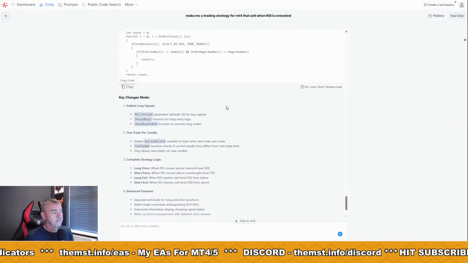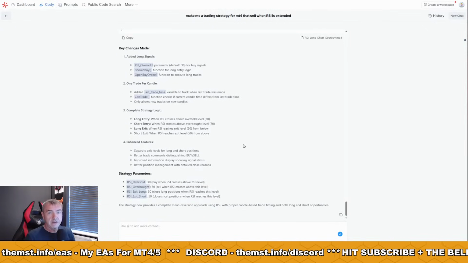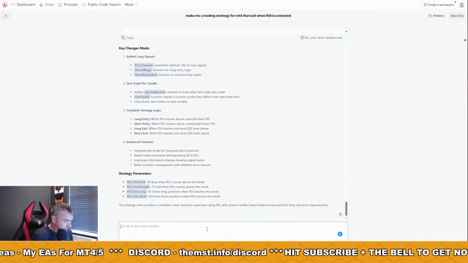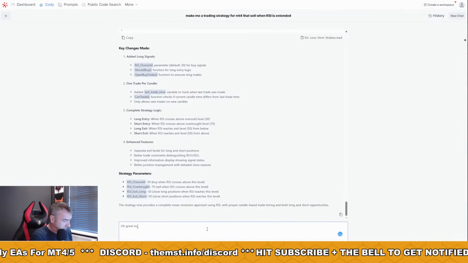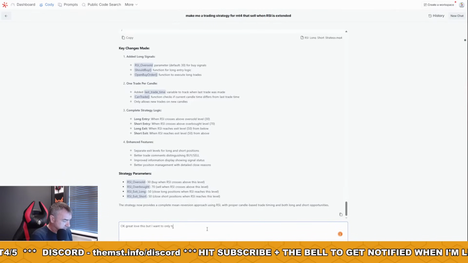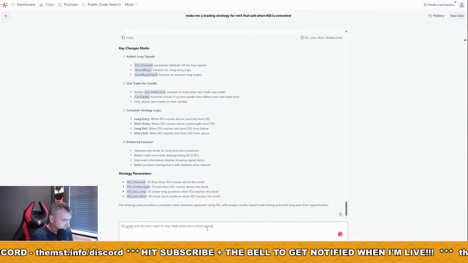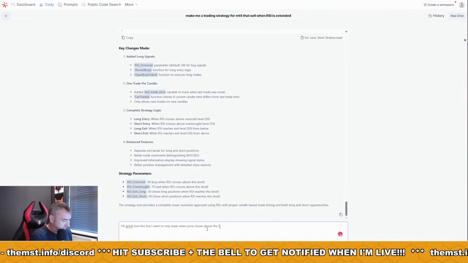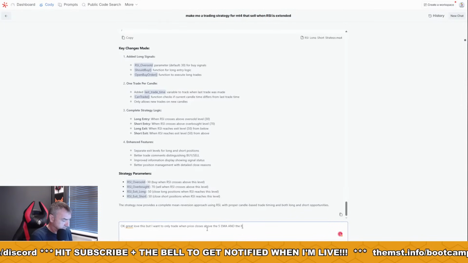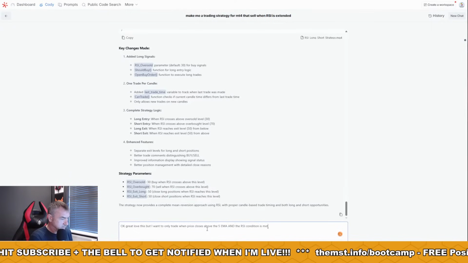And that's an important takeaway, because when it gets it wrong, you just tell it that it got it wrong and it will get it right. So I'm just trying to think of some way we can enhance this. Okay, great. Love this, but I want to only trade when price closes above the 5 EMA and the RSI condition is met.